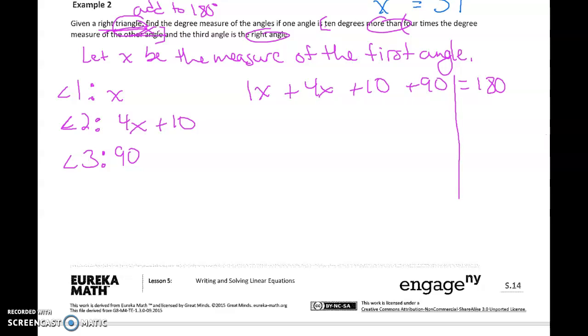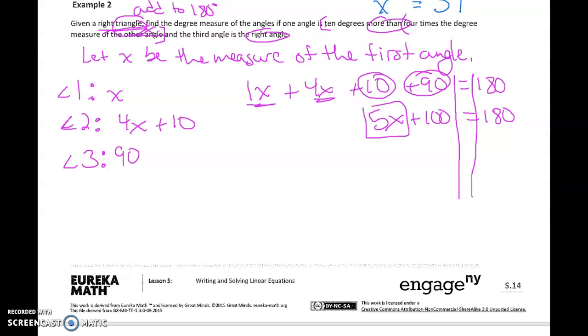Simplify each side of the equal sign. There is nothing to simplify over here, but if I have 1x and 4x, that's 5x. If I have 10 and 90, 10 plus 90 is 100. And that has to equal the right side here, which is 180. Once you do that, this is a 2-step equation. So I'm solving for my x term, my 5x. I have to get rid of whatever's being added or subtracted. Well, 100 is being added to it, so I'm going to get rid of the 100 by subtracting 100 from each side, because whatever you do to one side, you have to do to the other.